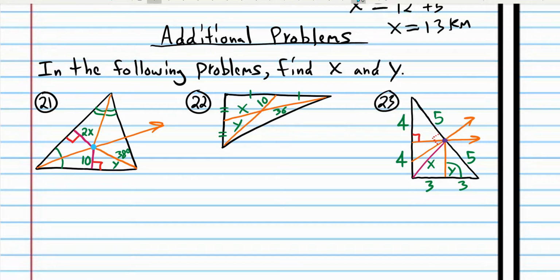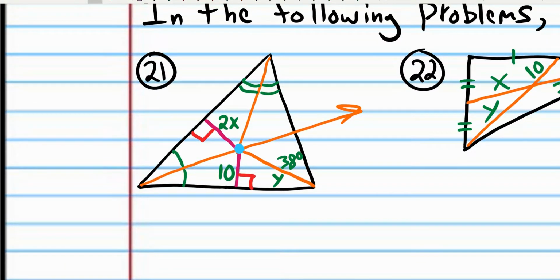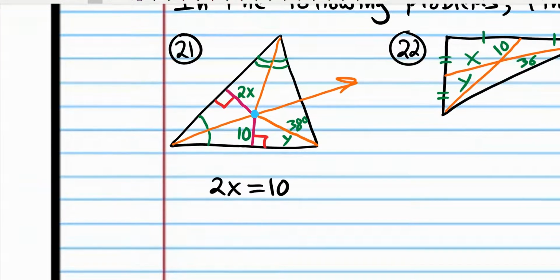So in this problem here, I know that this is an angle bisector because it cuts that angle in half. I know that this is an angle bisector because it cuts that angle in half. Now, if those are angle bisectors and they intersect at this point, that means this blue point is the incenter, and it's equidistant from the sides of the triangle. So that means that 2x is equal to 10. Divide both sides by 2, and x is equal to 5.